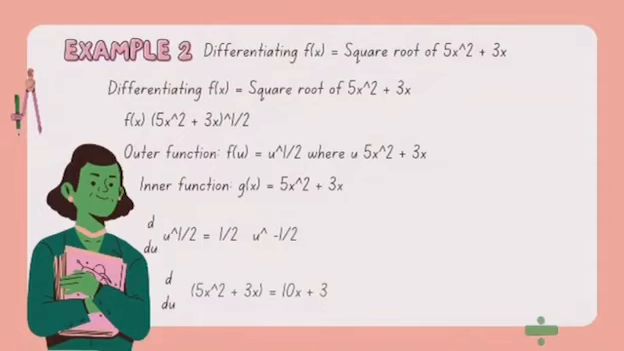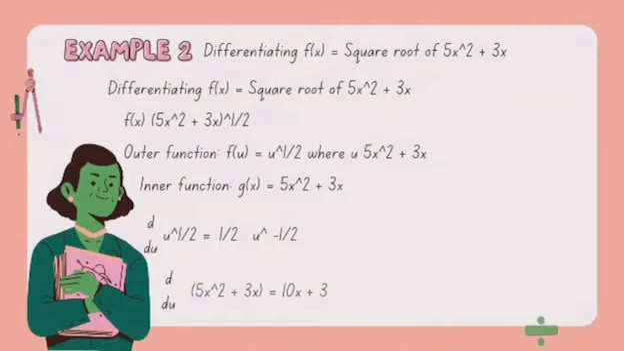Step 2. Differentiate the outer function. The derivative with respect to u of u to the power of 1/2 equals 1/2 times u to the power of negative 1/2. We're using the power rule. Bring the exponent 1/2 down and subtract 1 from the exponent. 1/2 minus 1 equals negative 1/2. Step 3. Differentiate the inner function. The derivative with respect to x of 5x squared plus 3x equals 10x plus 3.